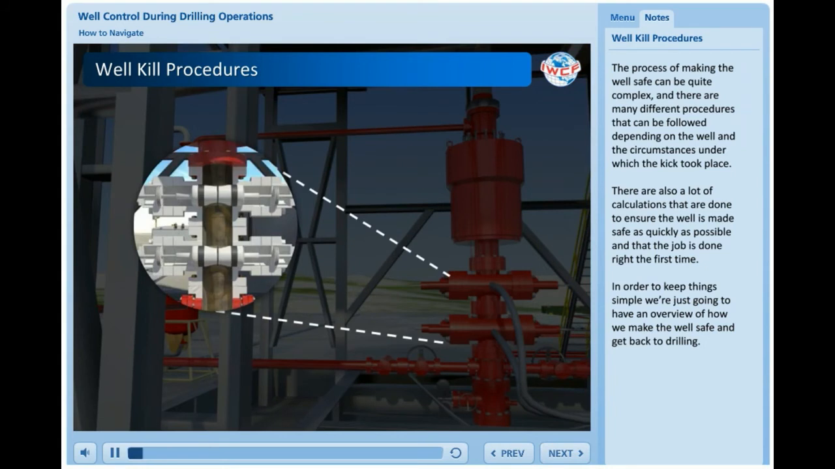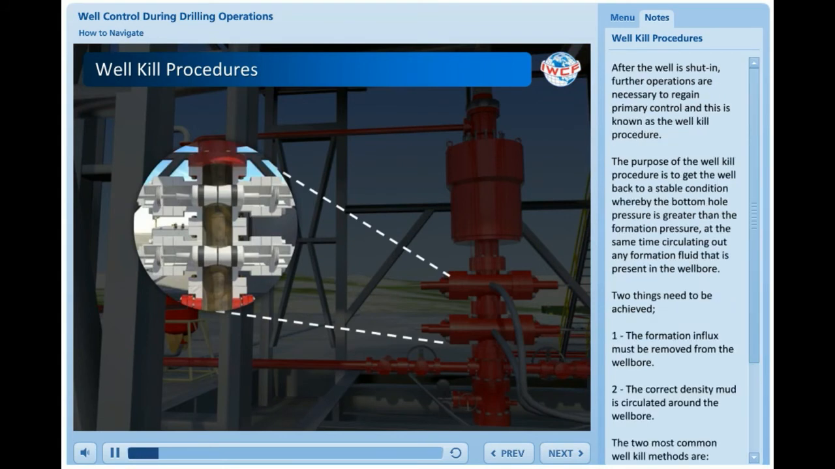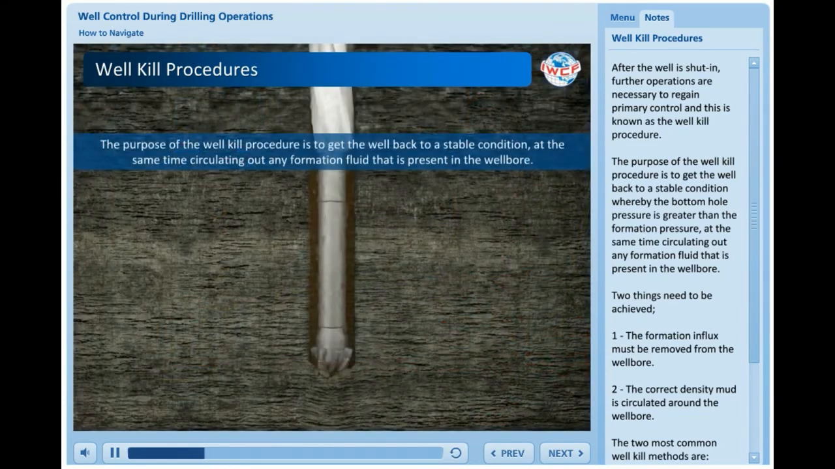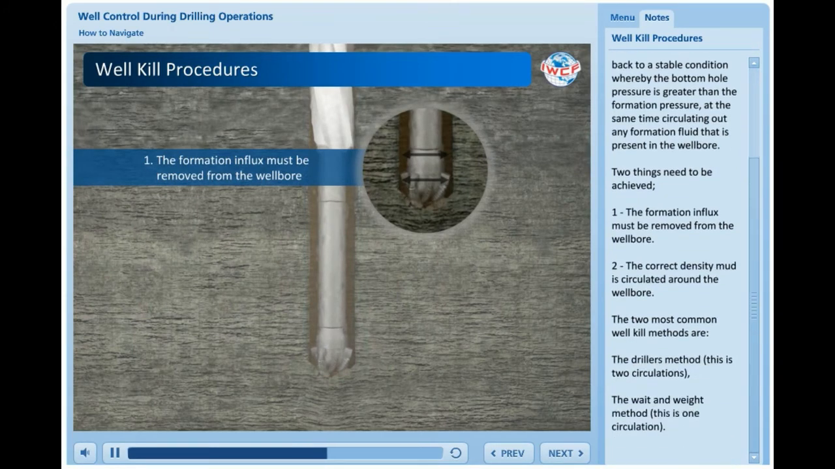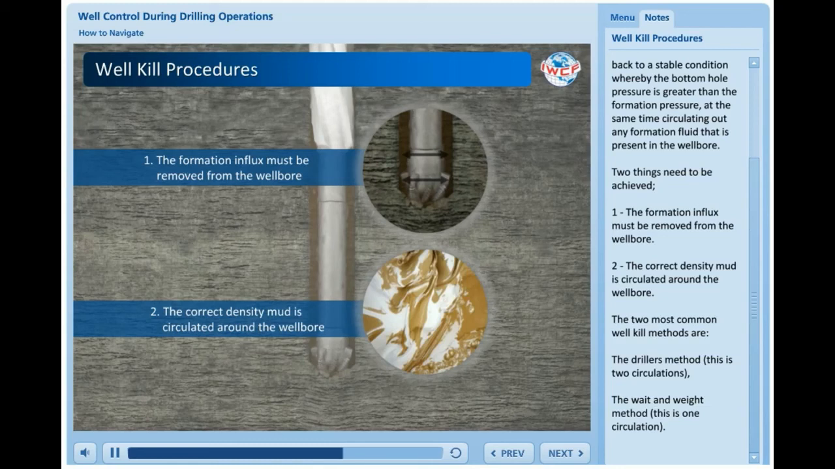After the well is shut in, further operations are necessary to regain primary control, and this is known as the well kill procedure. The purpose of the well kill procedure is to get the well back to a stable condition whereby the bottom hole pressure is greater than the formation pressure, at the same time circulating out any formation fluid that is present in the wellbore. Two things need to be achieved. 1. The formation influx must be removed from the wellbore. 2. The correct density mud is circulated around the wellbore.